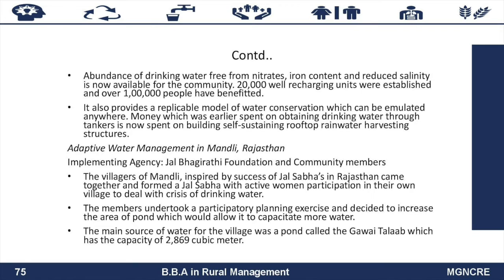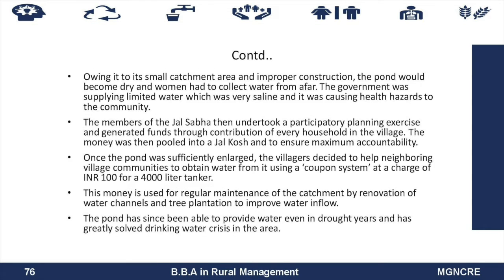The main source of water for the village was a pond called Gawai Talab, which has the capacity of 2,869 cubic meter. Owing to its small catchment area and improper construction, the pond would become dry and women had to collect water from afar. The government was supplying limited water which was very saline and it was causing health hazards to the community.